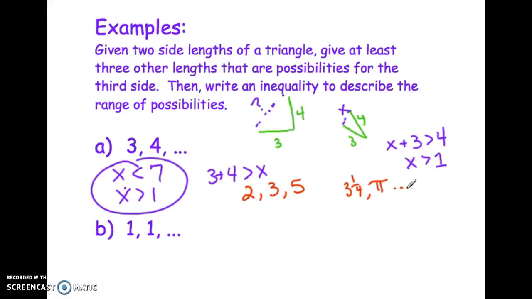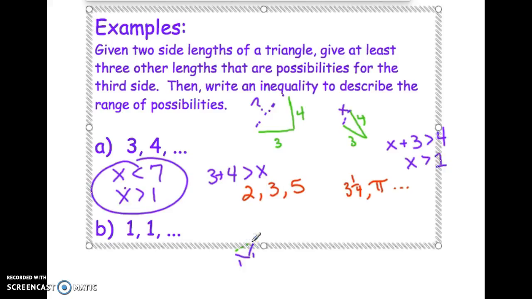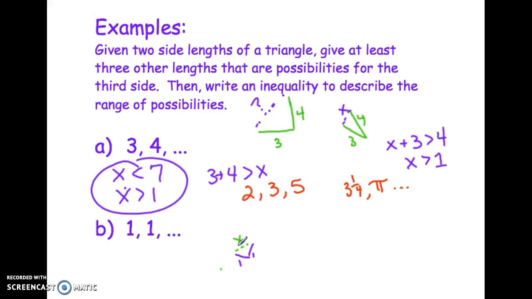All right, let's look at that last one. 1 and 1, they're my 2 side lengths. Okay. So again, if 1 and 1 are my short sides, then I'm trying to see what's going to be this long side. Call it x. Or I could also possibly have 1 and 1 be the long sides and have this x being the little guy here.